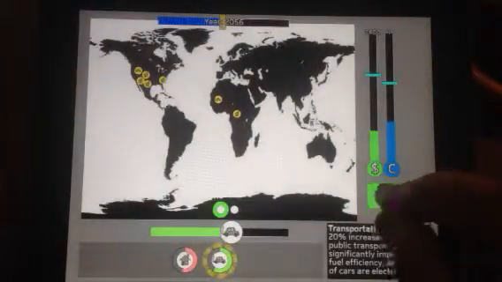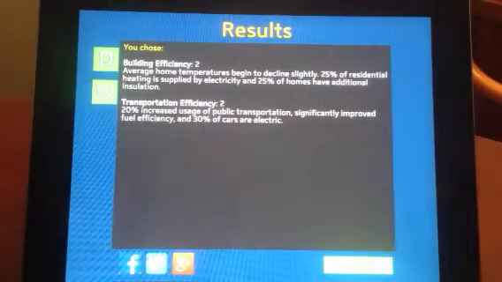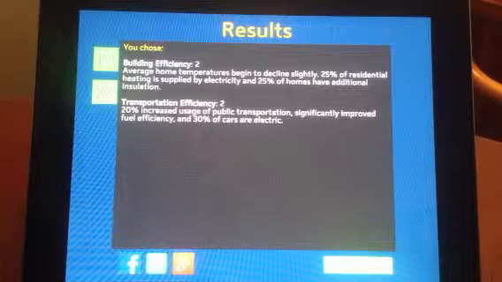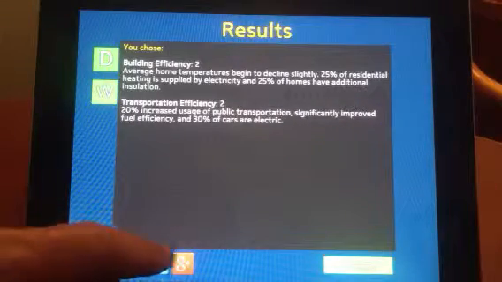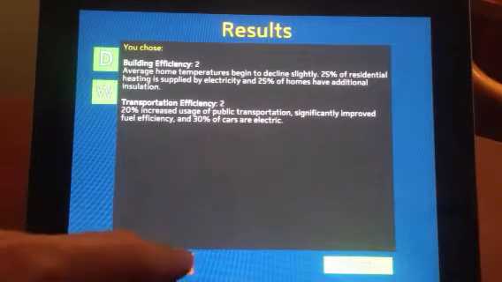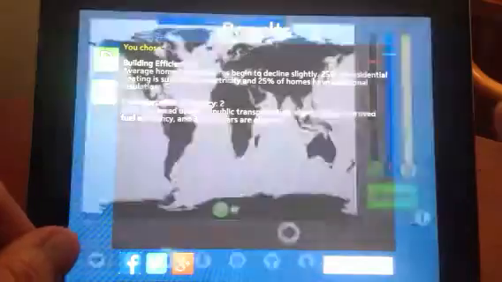When you're done, you can submit, and you'll see a summary essentially of what the results were in terms of building efficiency and transportation efficiency. You'll also at the bottom be able to share your results through social media. That takes you then to the next phase.